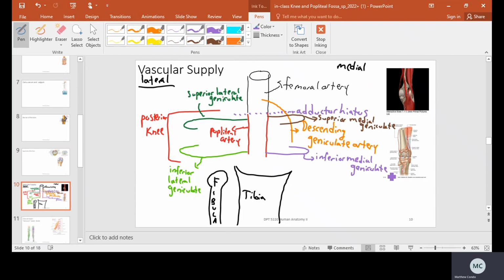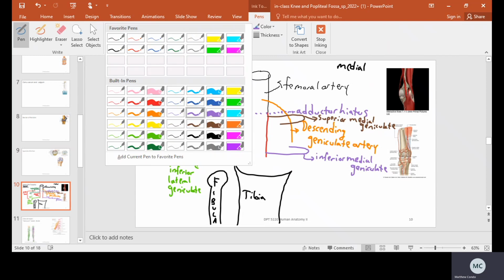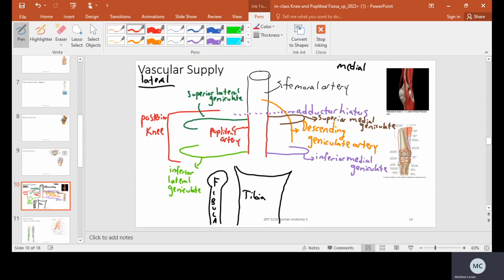All right, any questions on that? So a couple more branches here. After the popliteal artery gives off those branches, it's then going to split into 2 more respective branches: a posterior tibial artery and anterior tibial artery.